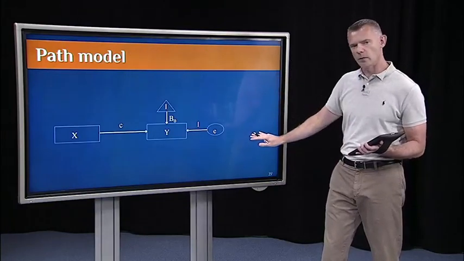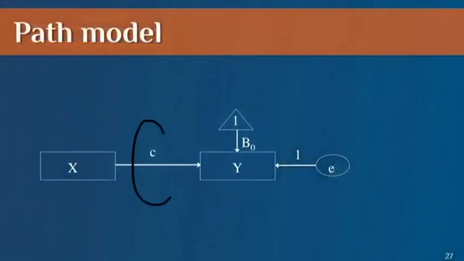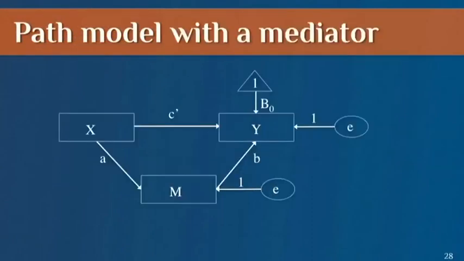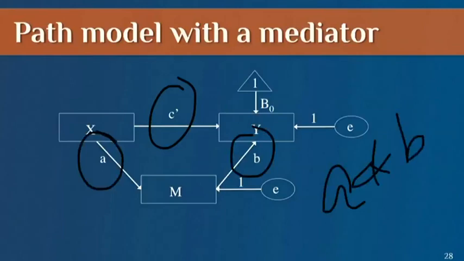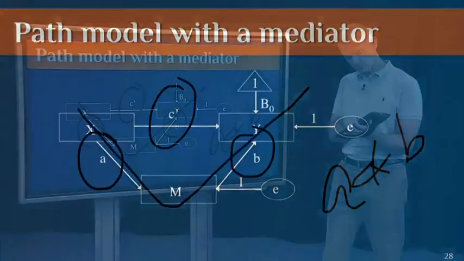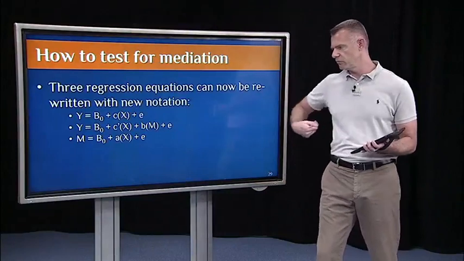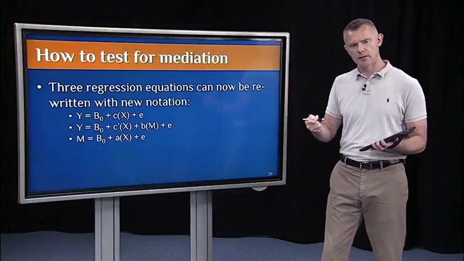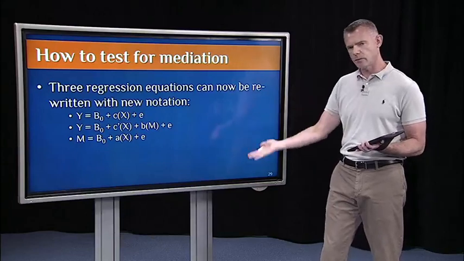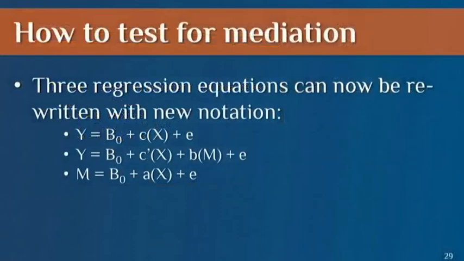So here's the path model without the mediator. I'm going to just call this C. And here's the path model with the mediator. I'm going to change that to C prime. And of course, the critical question is going to be, what's the difference between C and C prime? But also note that I have A and B, and A times B is the indirect effect. So now we can just rewrite those three regression equations, just substituting the labels instead of the actual variable names. These are just the three regression equations that we ran in the last segment, showing you the same thing with the labels.